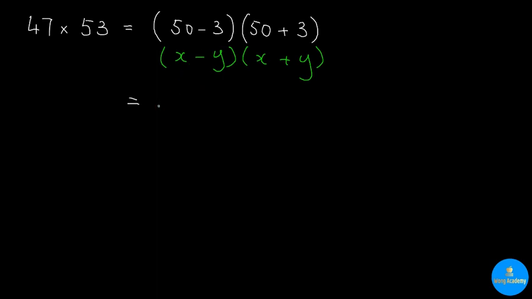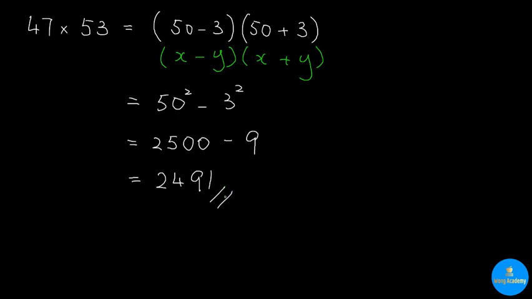And x is representing 50, so we have 50 squared minus 3 squared. 50 squared is easy. It's just 25 with 2 zeros behind it. 3 squared is just 9. When we take the difference, we get 2491 as the final answer.